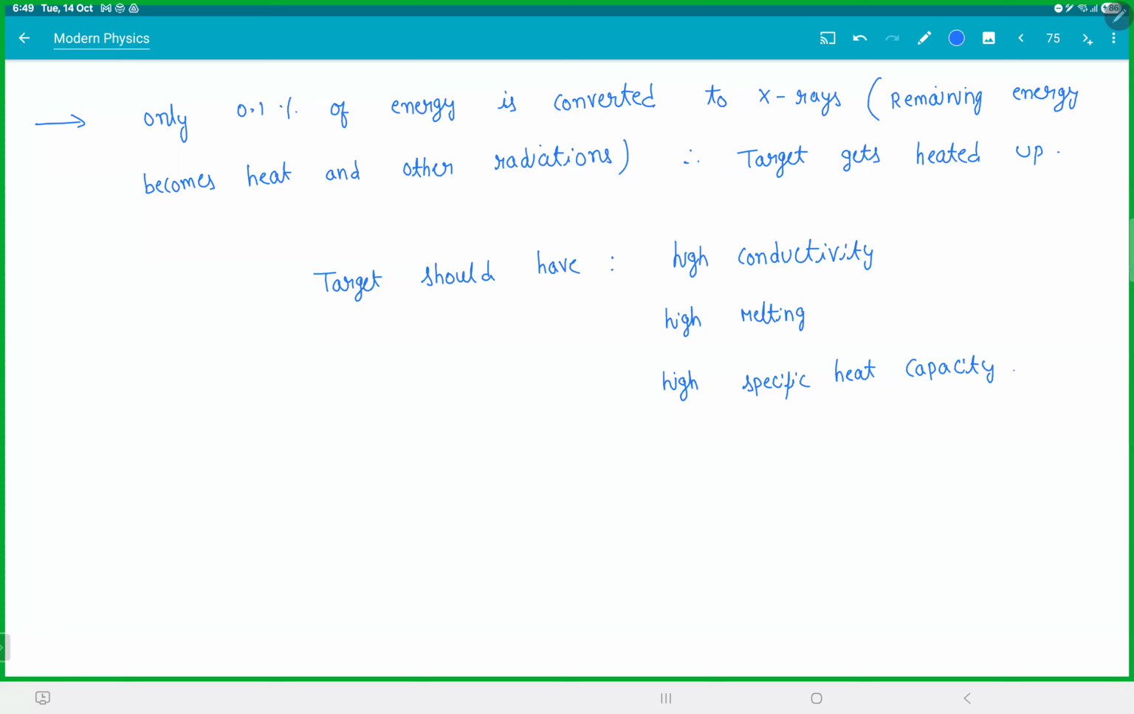Clear with this? Then let's see how you get these X-rays. Take a break, come back by 7. We'll continue after that because that thing will go in a stretch. Any doubt so far? Chalo, come back by 7.